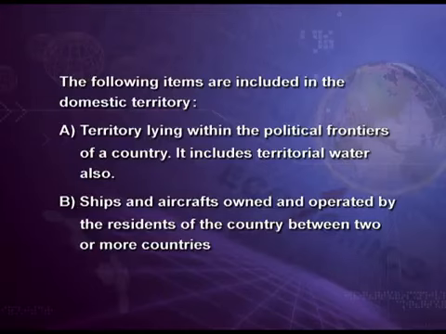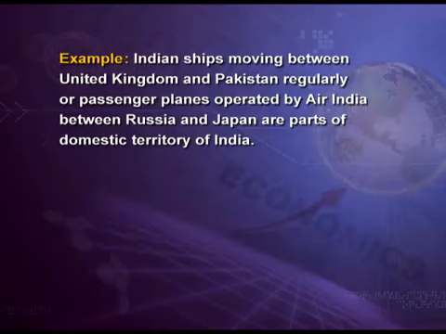Second, ships and aircrafts owned and operated by the residents of the country between two or more countries. Example, Indian ships moving between United Kingdom and Pakistan regularly, or passenger planes operated by Air India between Russia and Japan are parts of domestic territory of India.